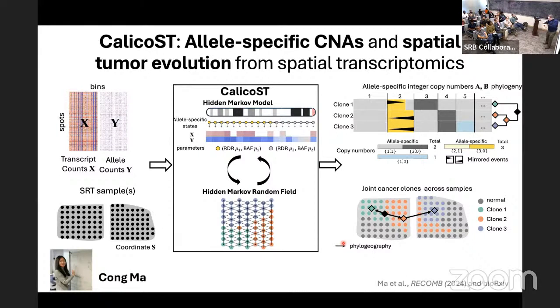Then we model correlations in space. Nearby cells are likely to be genetically related. And so we jointly model both of these. This is what this algorithm, Calico ST, is called.